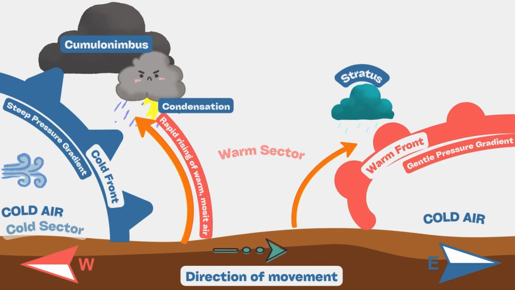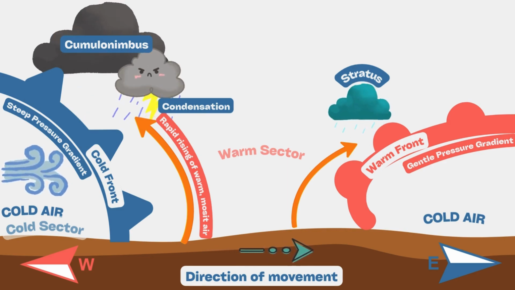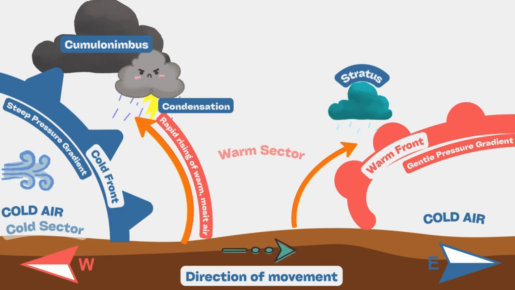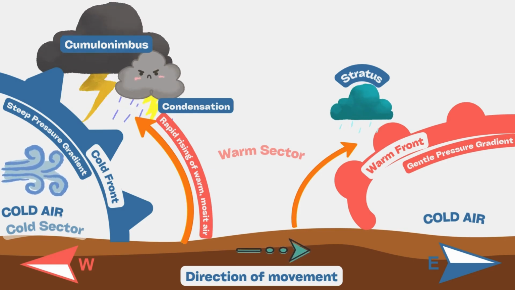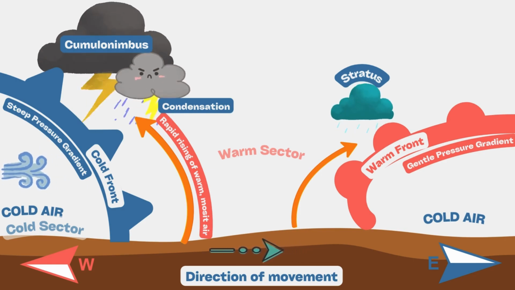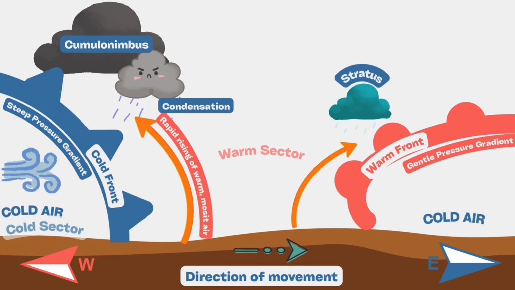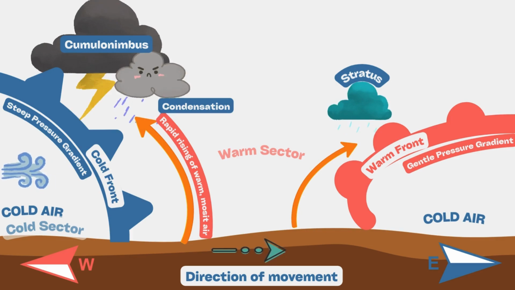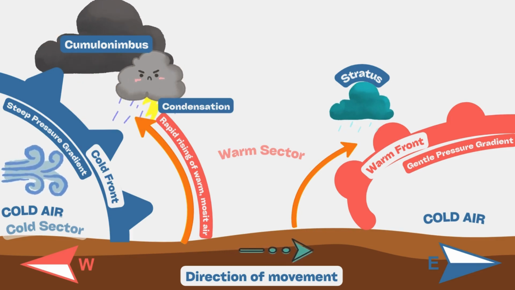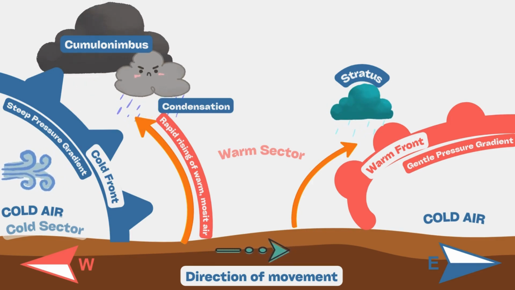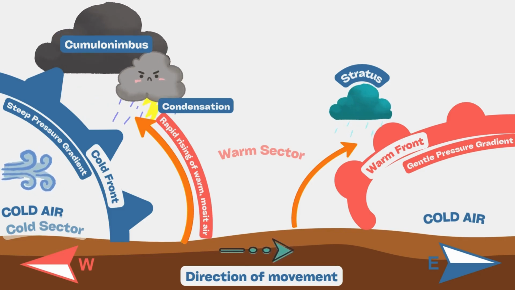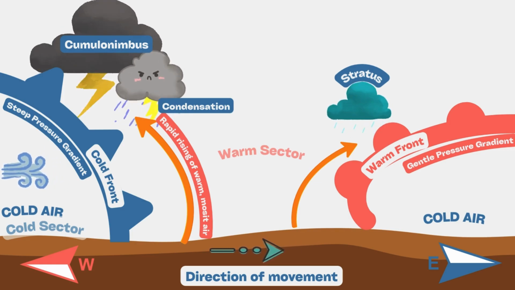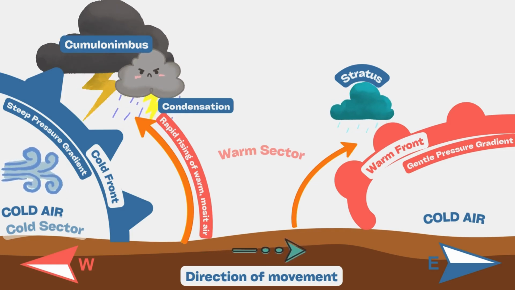Now let us look at the cold sector. The cold sector is the region behind the cold front, dominated by cold air, because all the warm moisture has been uplifted. So the weather conditions that are experienced there, the air is generally cool and dry, with clear or partly cloudy skies. The atmosphere is more stable, leading to less vertical motion and reduced precipitation. That is the conditions experienced in the cold sector behind the cold front.